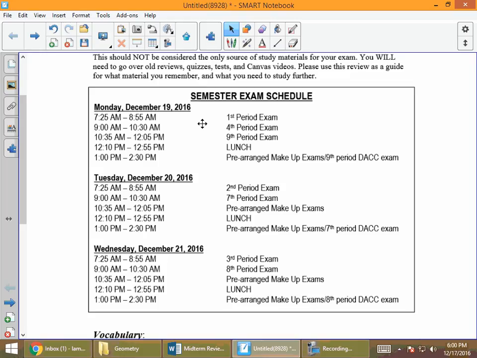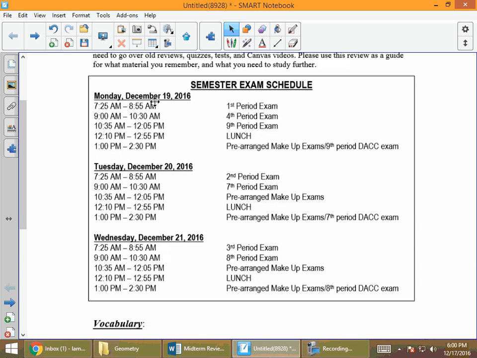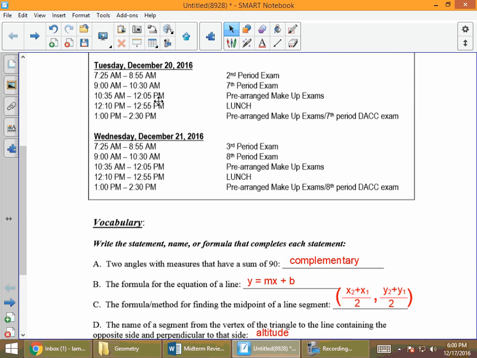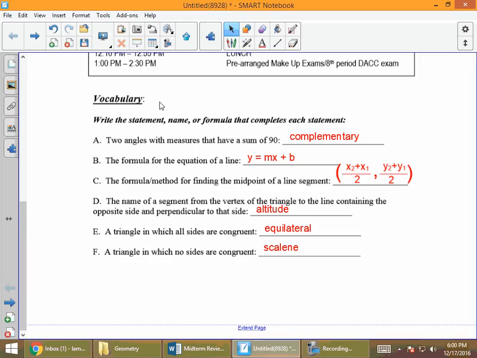I already have all the answers typed in and ready to go, so I will read through each one of these and talk a little bit about them and some ways maybe to help you remember them as you approach your exam. The first few of them here says to write the statement name or formula that completes each statement. First one, two angles where their measures add up to 90 degrees are called complementary.